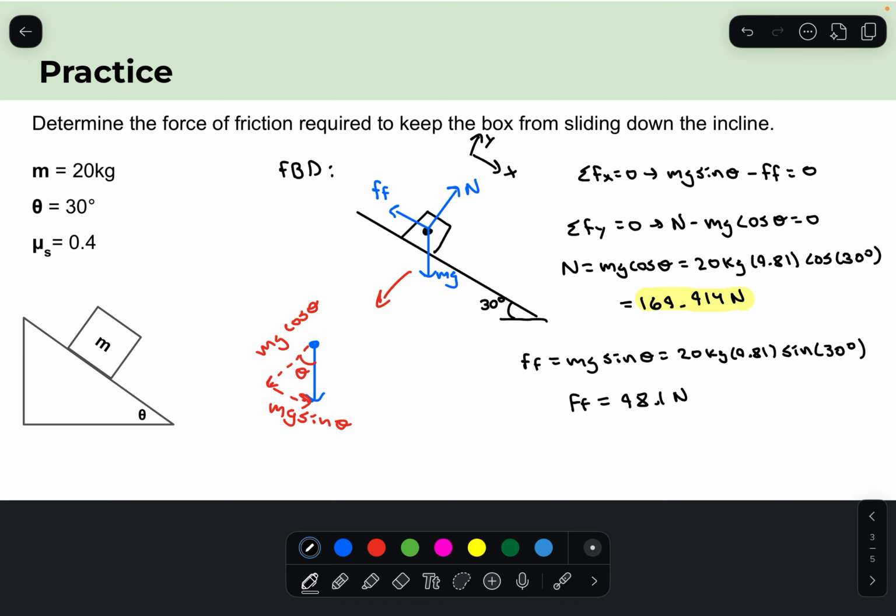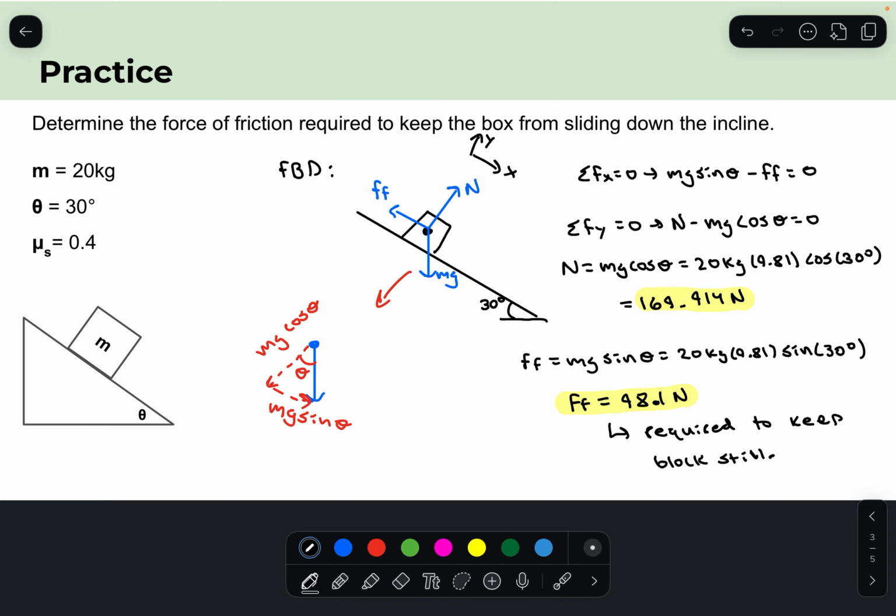98.1 newtons. But wait, where did you use the normal force in this calculation of the force of friction? Well, this value here is the force of friction that is required to keep that box from moving. So required to keep block still, right? That is the value that we need to have our force of friction be in order to keep it from moving. Okay, well, how do we check that?